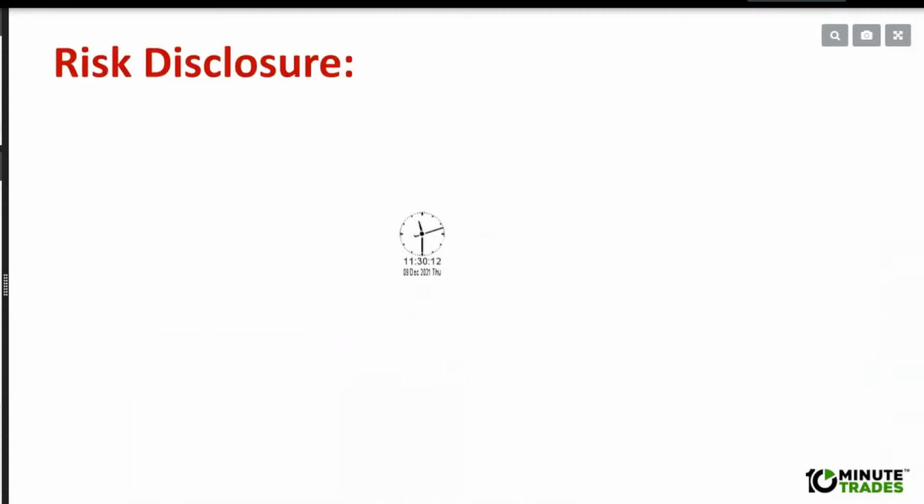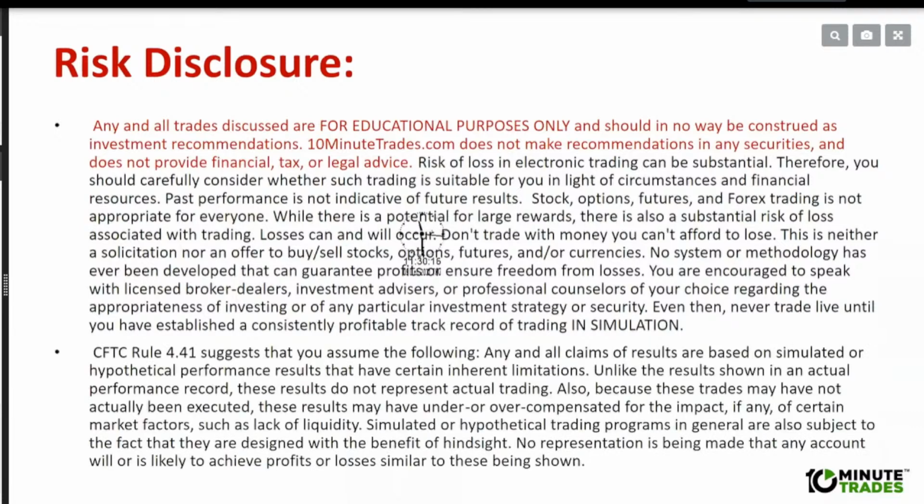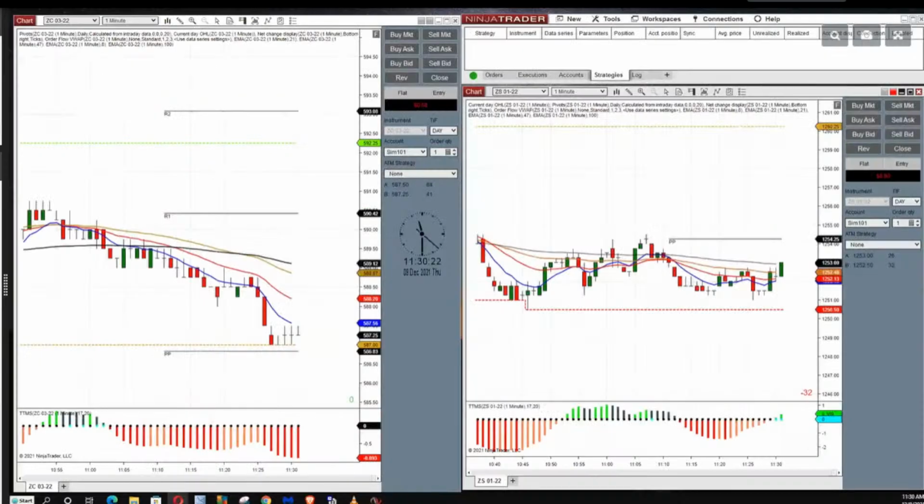Remember that all the trades we discuss are for educational purposes. It's possible to lose money trading futures. Please trade carefully. Trade only money you can afford to lose. And I always laugh when I say that. Who can afford to lose any money? Nobody. I can't afford to lose. I don't want to lose any money. But be able to take a loss. That's the point.